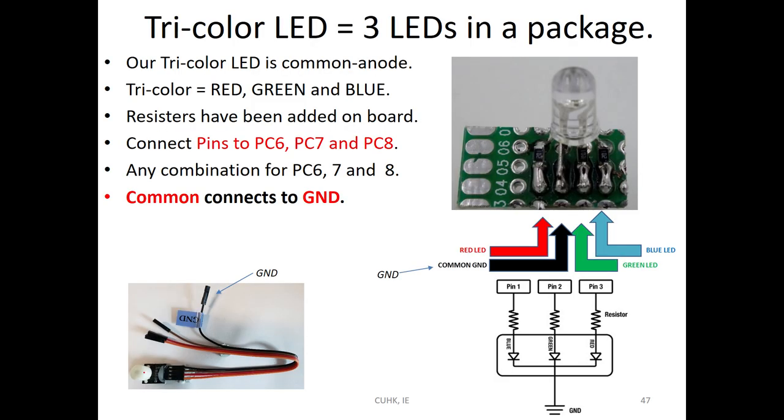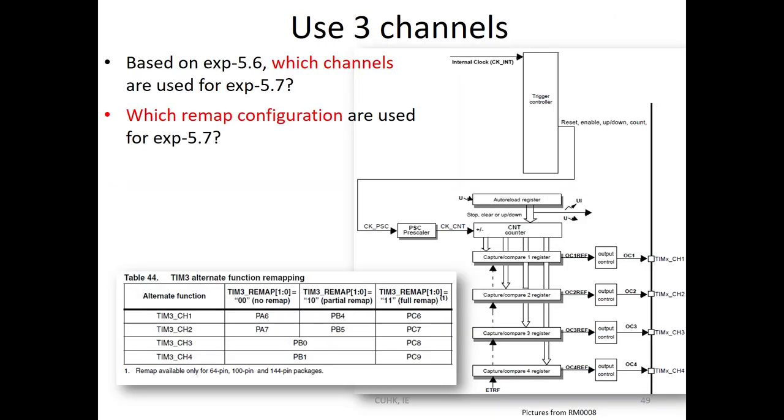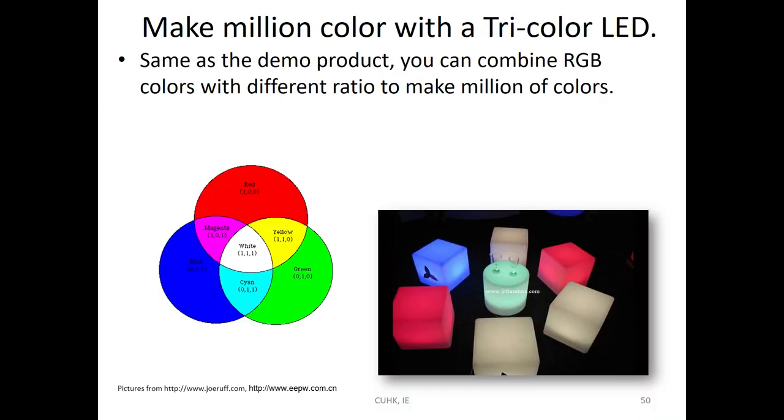Now, we give you the LED with a few pins, and you mainly need to know which one is green and which is the ground pin. We want to drive the LED with PC6, 7 and 8. On your board, it is PC6, 7, 8, and you have to find where the ground pin is. Then drive three channels: use one timer, drive three channels, remap the pin to PC6, 7, 8. Then you can drive the LED with a million colors.